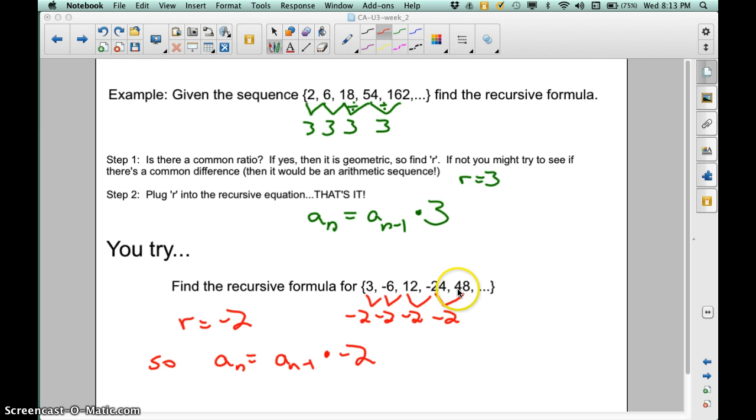So an interesting clue to knowing what your common ratio is: if you see a pattern that goes back and forth between positives and negatives, you're going to know that your common ratio has to be a negative number. All right, so all we need to do is plug it into the formula. I have a sub n equals a sub n minus 1 times, be careful, -2. How'd you do?